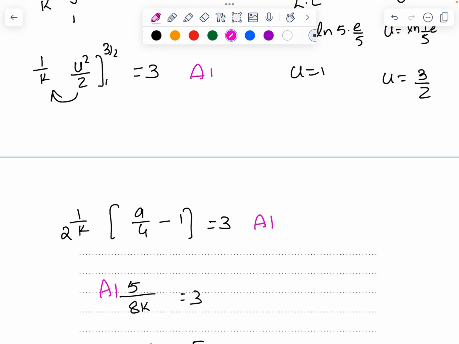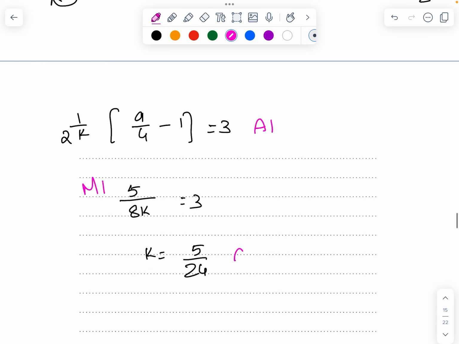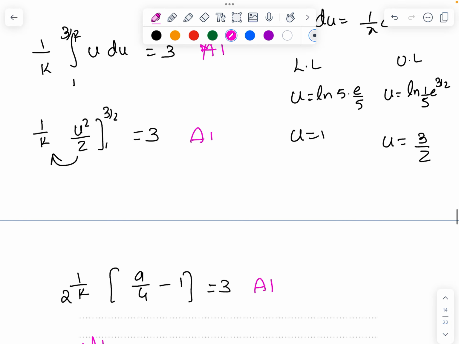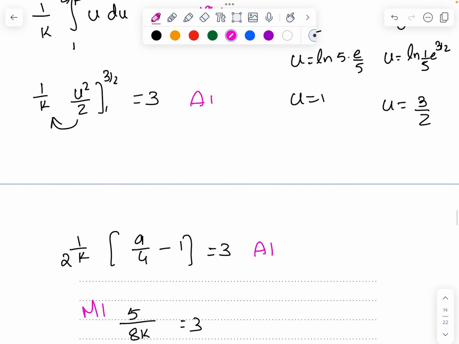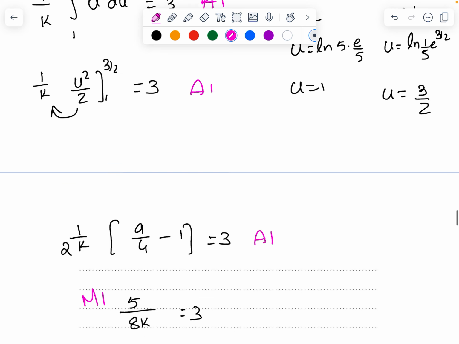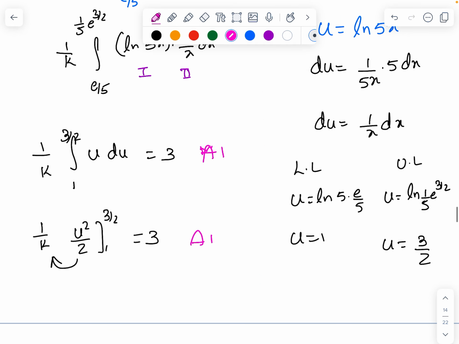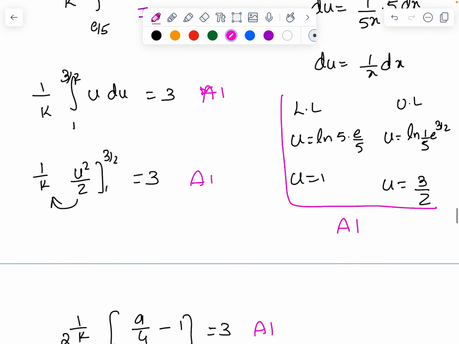And getting 5 upon 8k equals 3, this is our method 1 mark, and finally the k value is an accuracy 1 mark. So 3, 6, 3 and 6. So another 1 mark where we have missed it out is substituting the limits, and for getting these limits is another accuracy 1 mark.